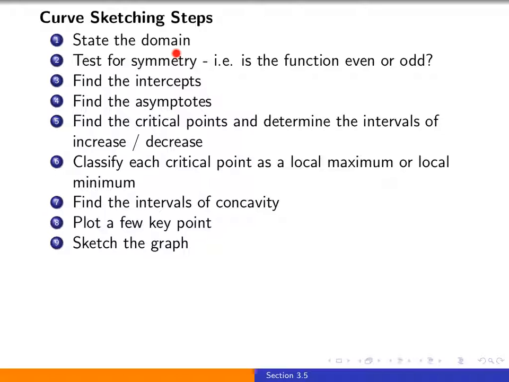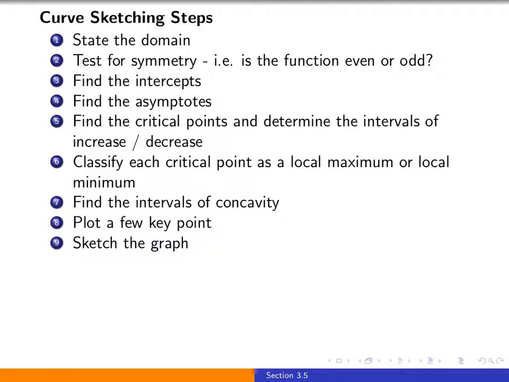What is its domain? I.e., can we easily look at the function and think of some values that are not in the domain? Is it symmetric? Test for symmetry. Is it even or odd? Find the intercepts. That would be both the x-intercepts and the y-intercepts. If there are any asymptotes present, vertical or horizontal, we would like to find those.